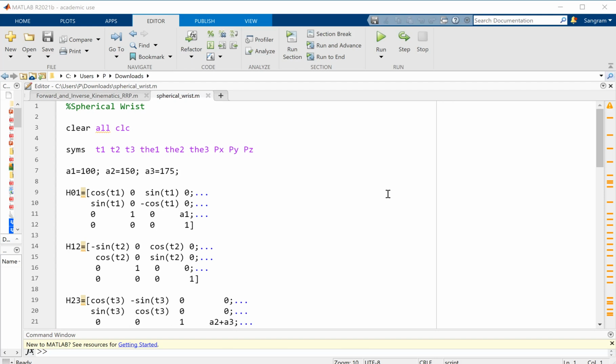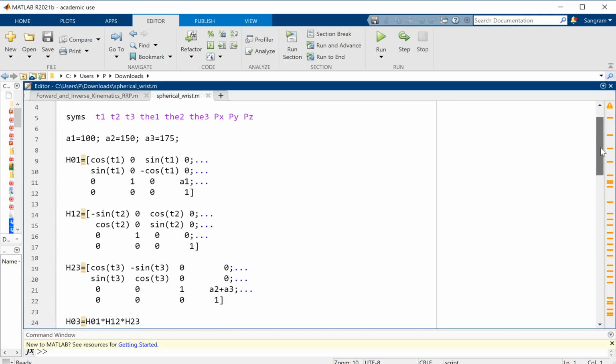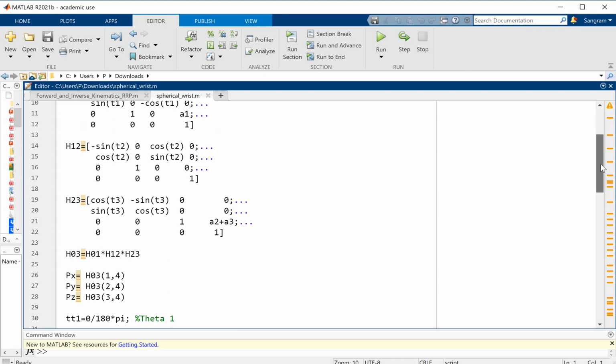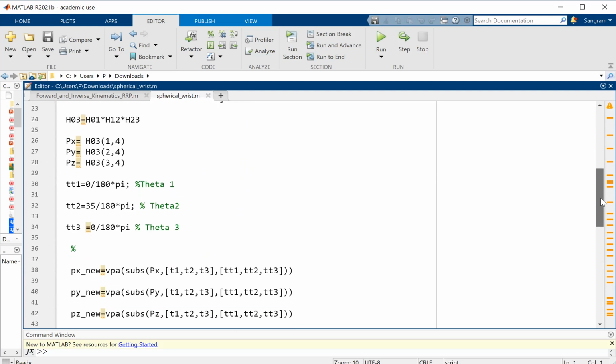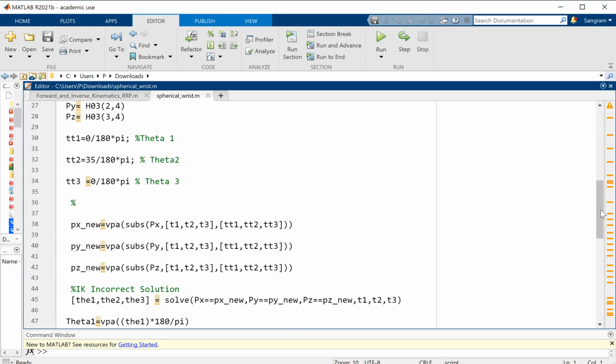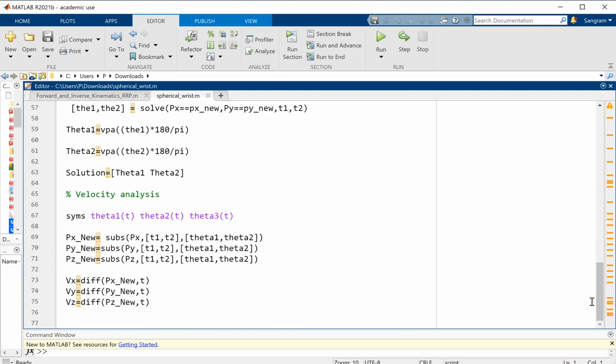Now, we also talked about the velocity analysis, and I wrote the equation for velocity analysis. In today's class, I will spend some more time talking about it in detail. If you look at the code, first you have H01, H12, and H23 that we multiplied all together. And then we solved the forward kinematics problem and the inverse kinematics problem. Are you with me so far?